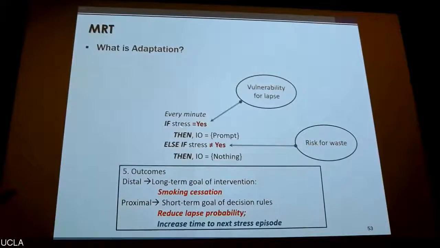But to address this distal outcome, this decision rule addresses several proximal outcomes. One of them is reducing the probability of a lapse. We intervene when stress occurs. Why? Because stress represents a state of vulnerability for a lapse. To break the link between the state of vulnerability and the lapse, we provide a prompt. Why do we do that? Because by breaking the link between stress and a lapse, we'll be able to achieve the distal outcome, which is smoking cessation. So far, so good?